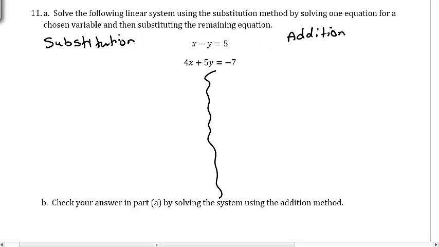So for the substitution method, I would solve this for x. The reason that I want to solve it for x is because I have a negative y. That way I'll keep all my variables positive, which is really nice. And so this will give me x equals y plus 5.